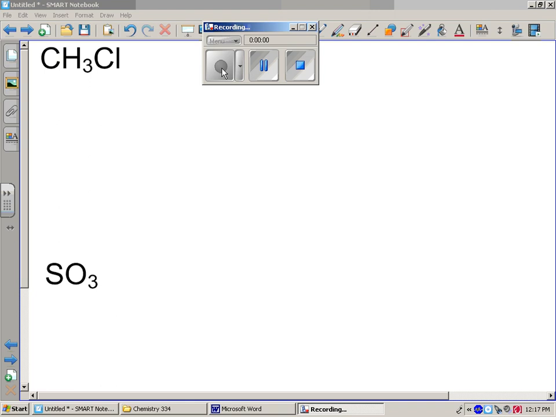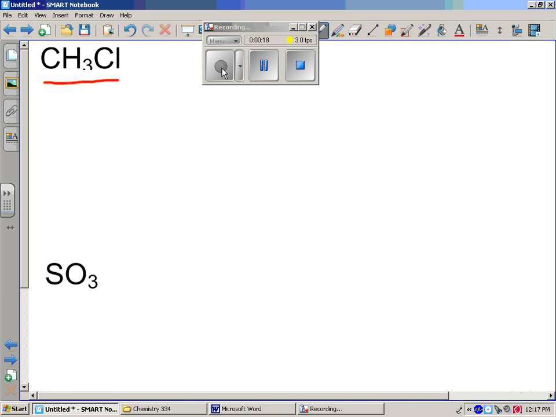We are going to be learning how to draw Lewis structures for simple covalent molecules. First one we're going to do is for CH3Cl. First step is to figure out which atom should be the central atom in our drawing.